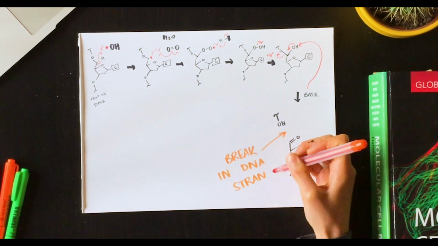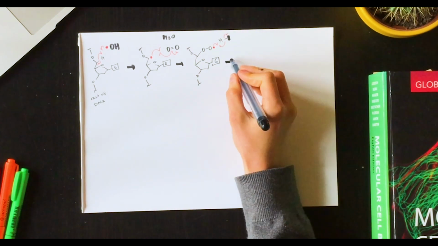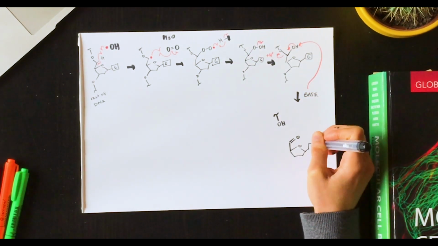Something that's as bad, and in some cases way worse than a mutation, is a break in a strand of DNA, and those kinds of breaks are usually caused by radicals, and radicals are generated by sunlight, by our metabolism. It also happens all the time, unfortunately.